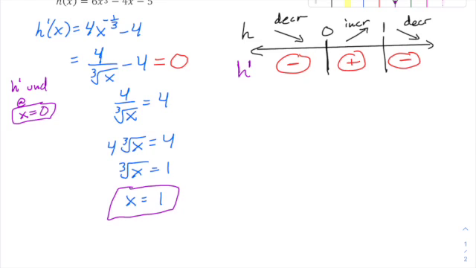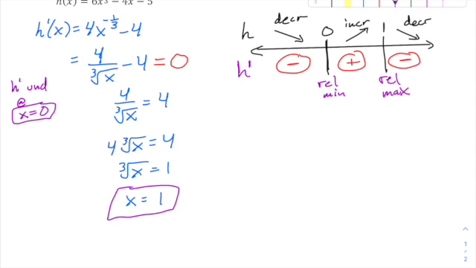And it also tells you what you're dealing with at those critical numbers, that at 0, since the h prime changes from negative to positive, or h is changing from decreasing to increasing, you've got yourself a relative minimum, or a local minimum if you prefer. And at x equals 1, it's the reverse, that h is changing from increasing to decreasing, so you've got yourself a relative max.